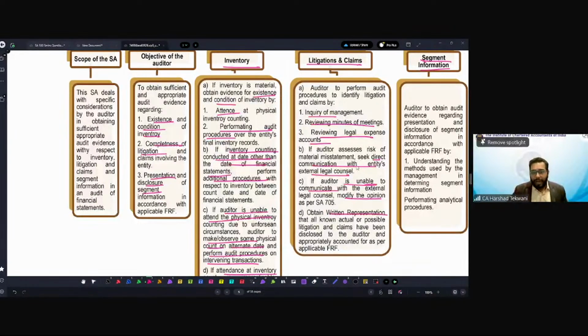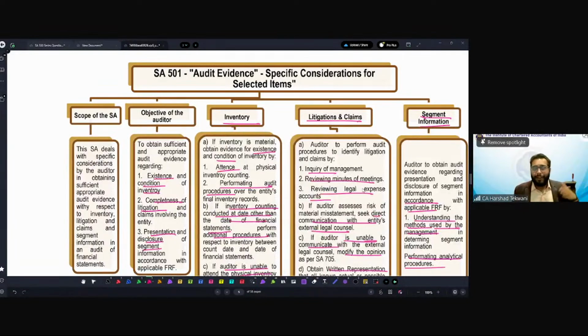Segment information: understand the method used by management. Then determine whether this is in accordance with the applicable financial reporting framework or not, and then perform additional procedures and analytical procedures. Simple. That is given as a summary for SA 501 in your study material. Okay. Any doubt with respect to SA 500, 501?